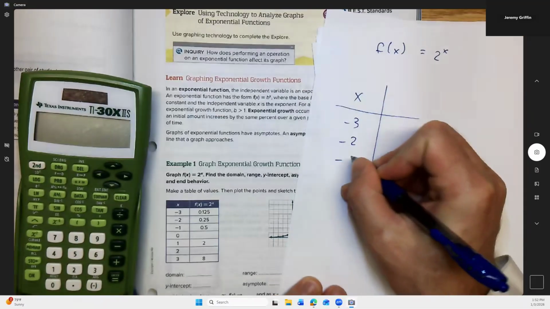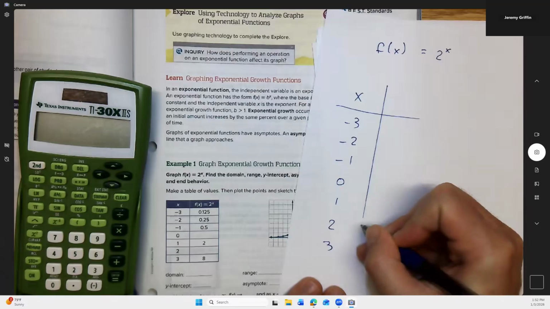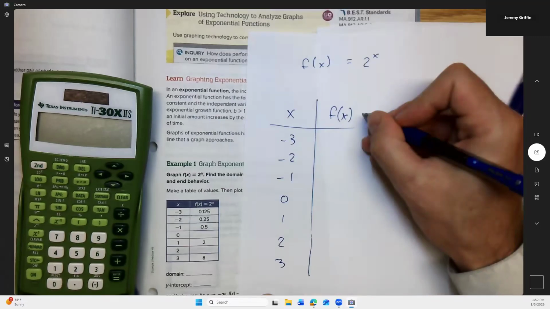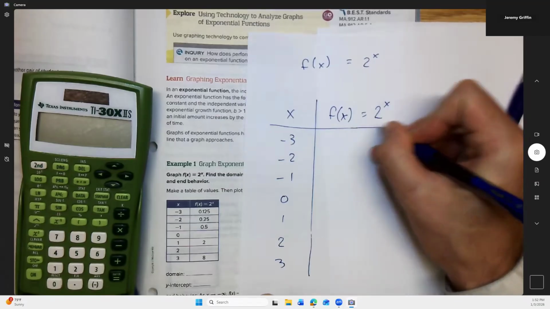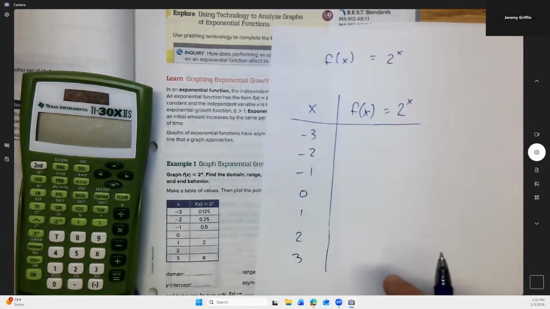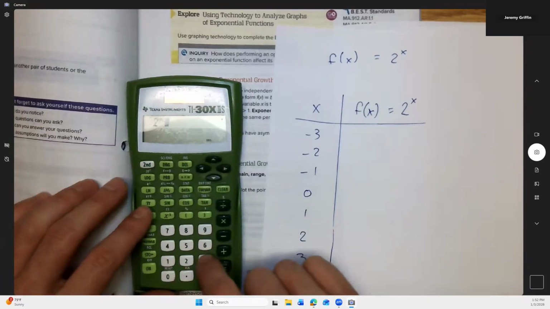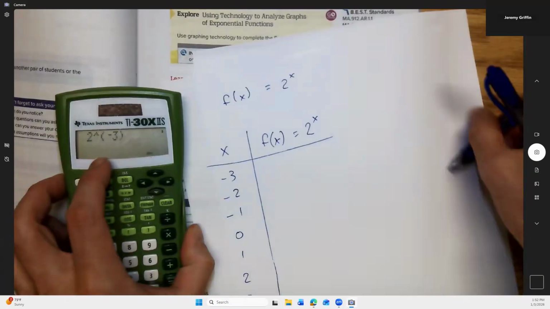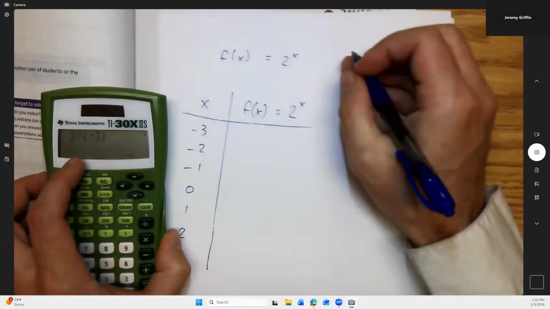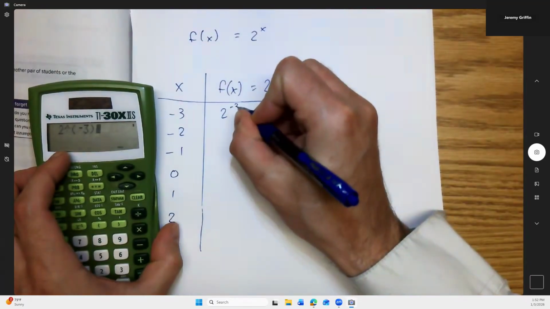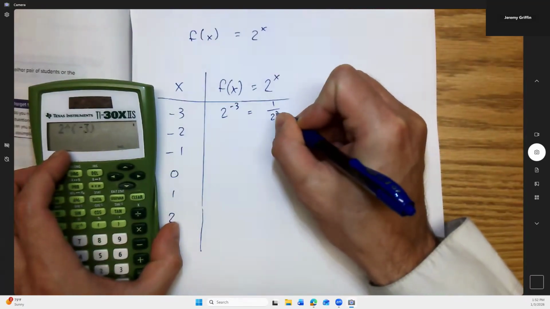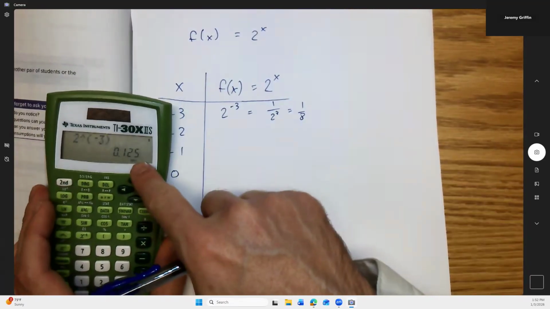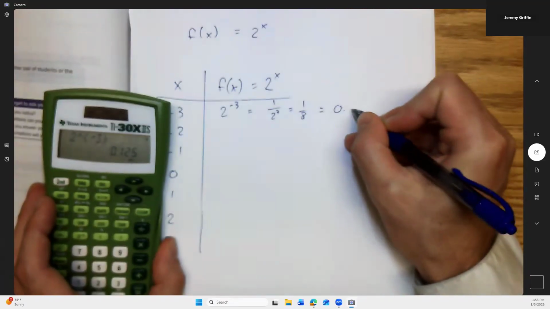-3, -2, -1, 0, 1, 2, 3. And then what is f of x, which we're calling 2 to the x? So here, I'll just rewrite that, 2 to the x. Well, all I have to do is plug this in the calculator. So it's 2 to the power of, and then in parentheses, -3. Now, guys, maybe I'll write this down on paper too. 2 to the -3 is the same thing as 1 over 2 to the 3, which is 1 over 8. Actually, that should be the answer. And as a decimal, that's 0.125. Yeah, that's exactly what that is.